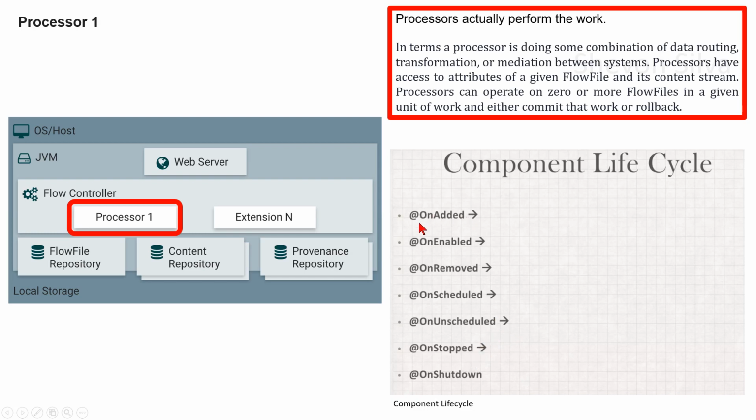Here you can see that @OnAdded is connected to @OnEnabled, and @OnEnabled is connected to @OnRemoved, and @OnRemoved is connected to @OnScheduled, and it is connected to @OnUnscheduled, and it's connected to @OnStopped, and it is connected to @OnShutdown. We can consider this as an example here.